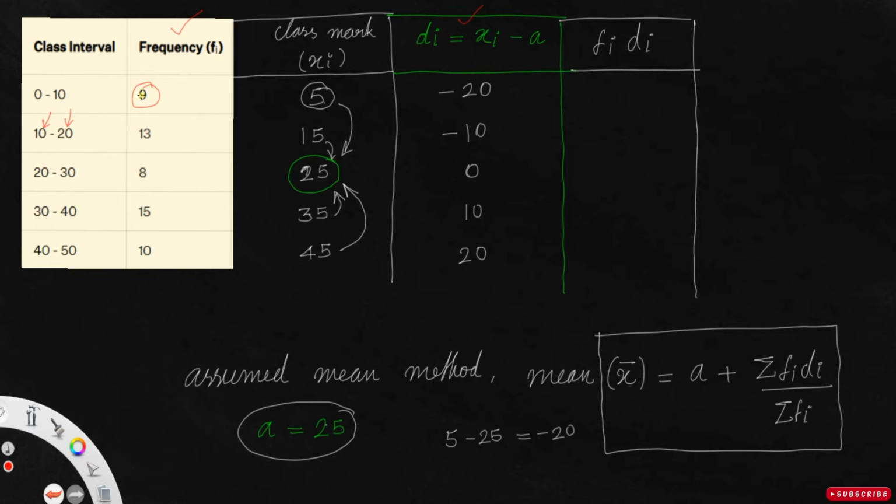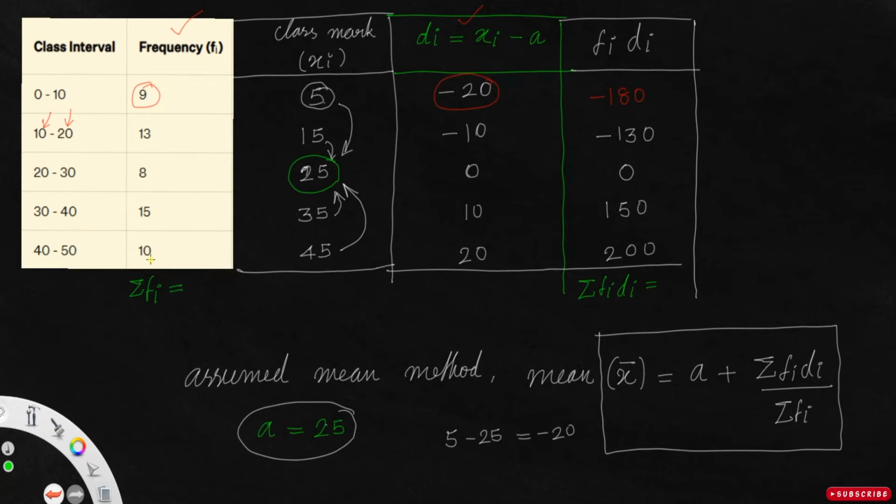9 into minus 20 is minus 180. Similarly, 13 into minus 10 is minus 130. 8 into 0 is 0. 15 into 10 is 150. 10 into 20 is 200. Now I need to find the sum of the data in these tables. We call that sigma fi, and also sigma fi di, the sum of the data in the table fi di.